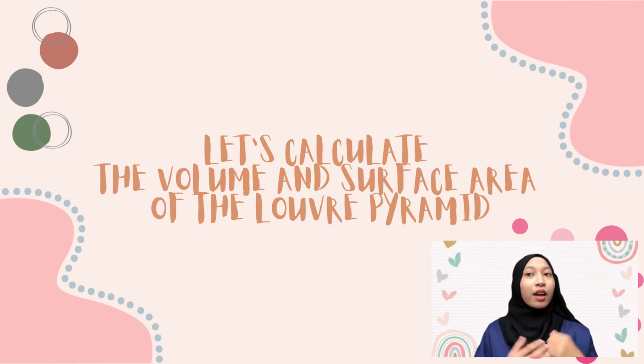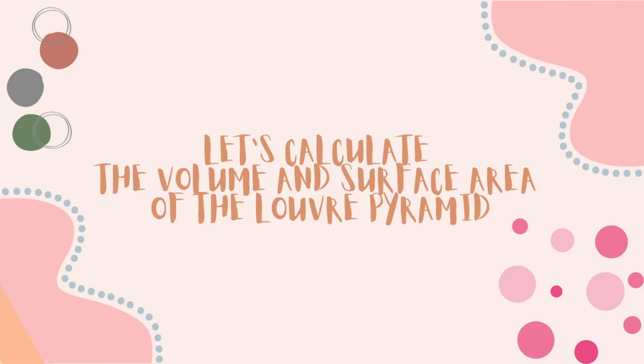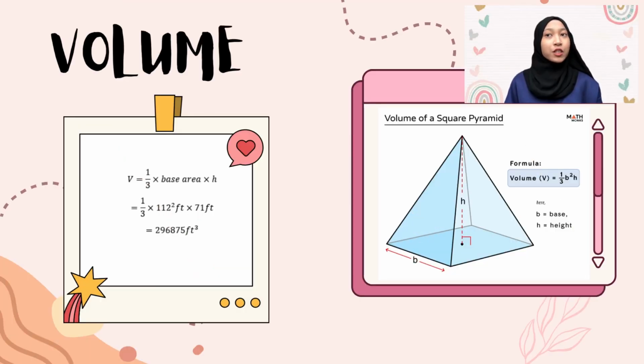Okay, now let's move on to the calculation for the Louvre Museum. The Louvre Museum has a square base with length 112 feet, and the height of the museum is 71 feet. With this information, we can find the volume and the surface area of the museum. Let's move on to the next slide where we are going to calculate the volume.